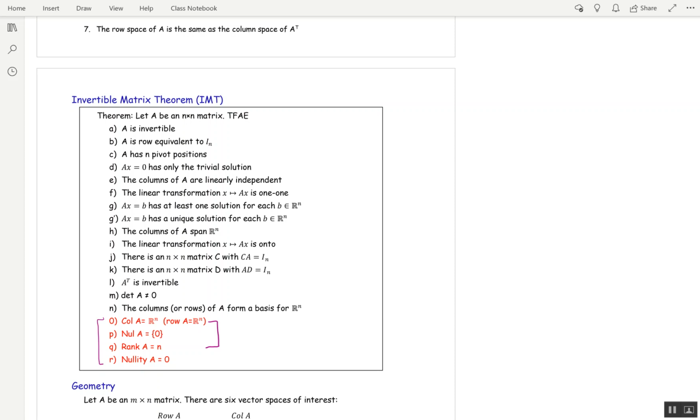Now, if the rank is n, and the rank plus the nullity has to equal n, that means the nullity is 0. If the nullity is 0, that means null A is the 0 vector space. So P and R also go together.